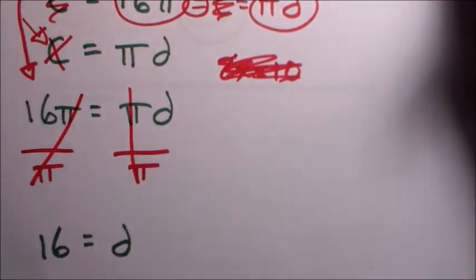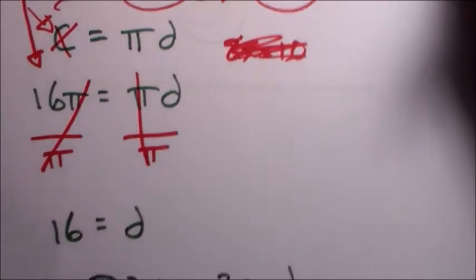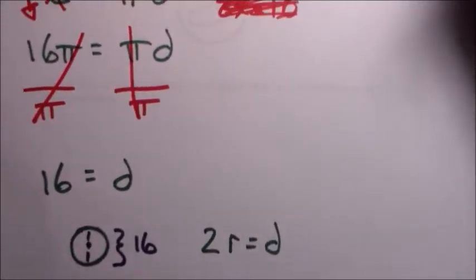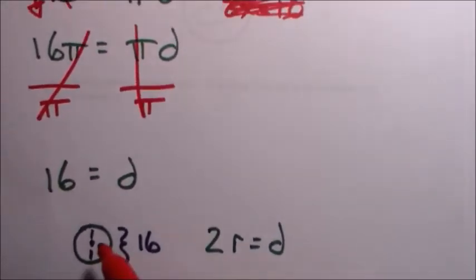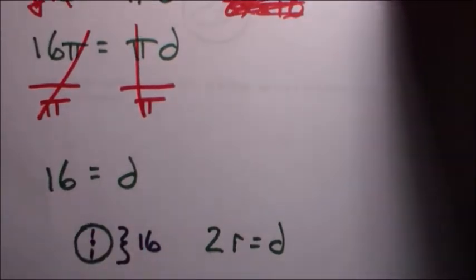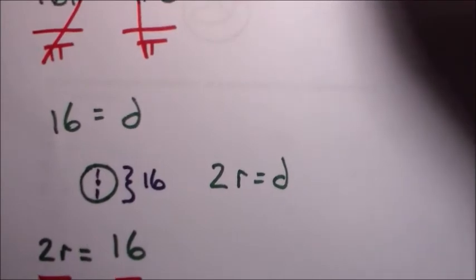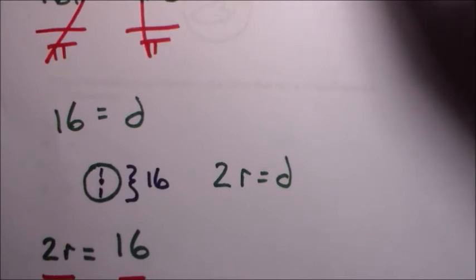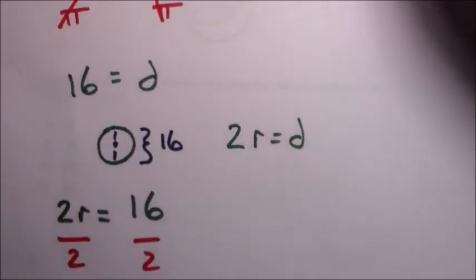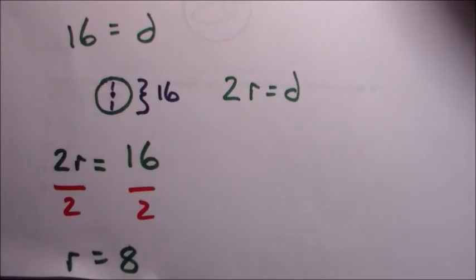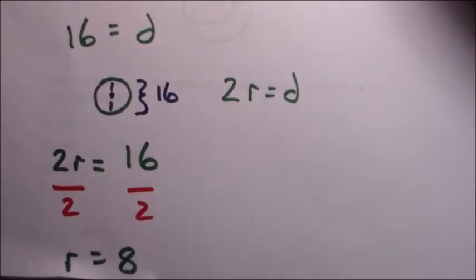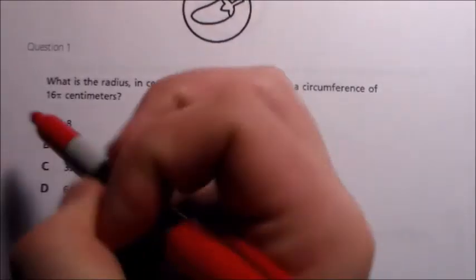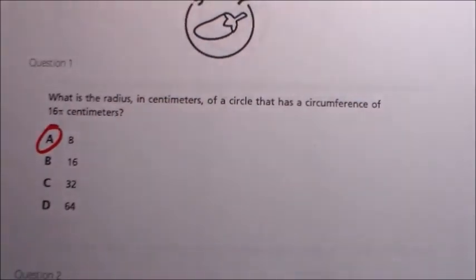So remember, the question was asking for the radius. We want to find the radius. We know the diameter is 16, and we know that the radius times 2 will equal the diameter. So we just simply say that 2r equals 16, because the radius plus the radius, or 2 times the radius, equals the diameter, equals 16. Divide each side by 2, and we get the radius equals 8. The radius equals 8. So there we go. That's our answer, and we're good.